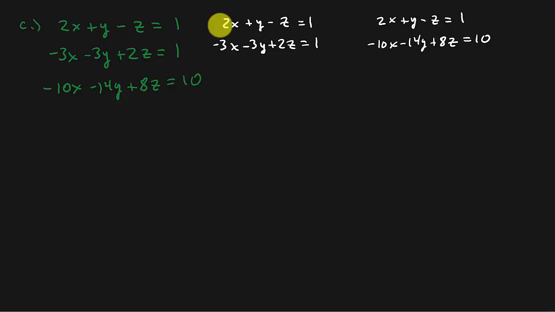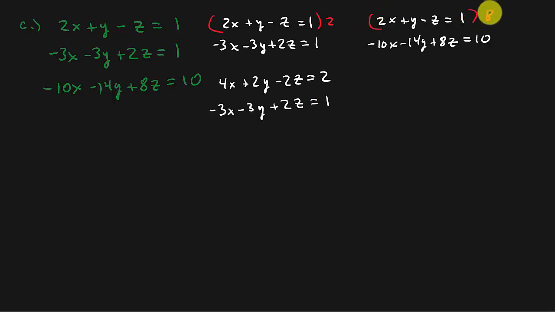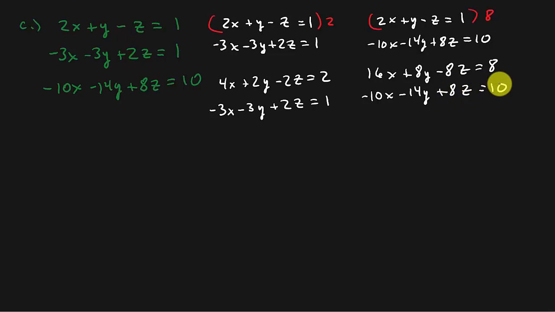Okay, so for this, we're going to multiply by 2. And so that's going to give me 4x plus 2y minus 2z equals 2. And I've got negative 3x minus 3y plus 2z equals 1. And then here, we're going to multiply by 8. So that's going to be 16x plus 8y minus 8z equals 8. And then negative 10x minus 14y plus 8z equals 10. Okay.